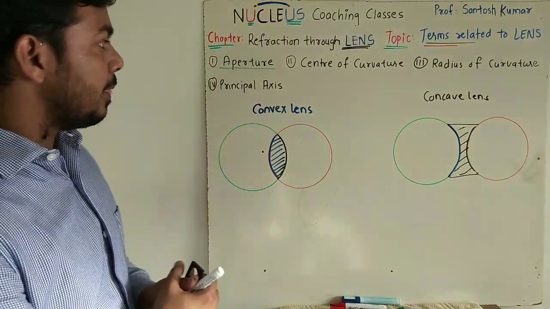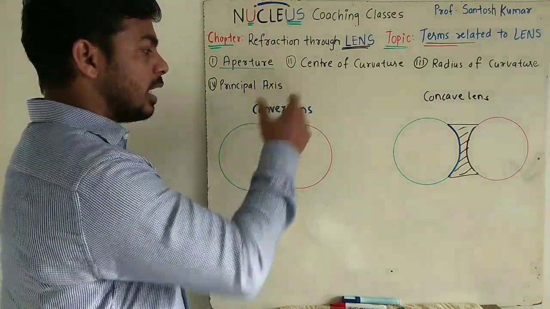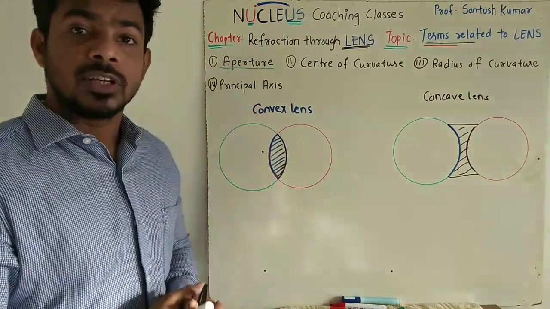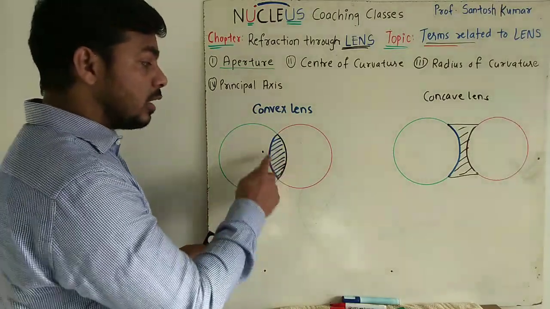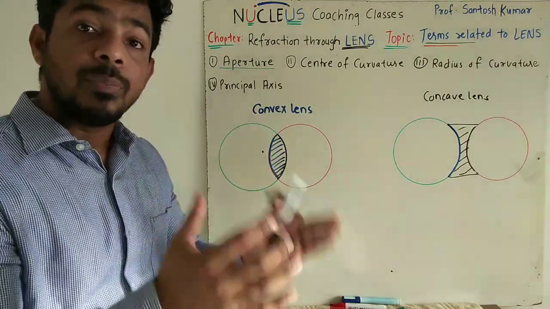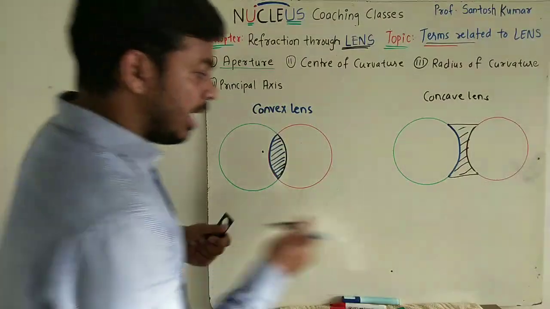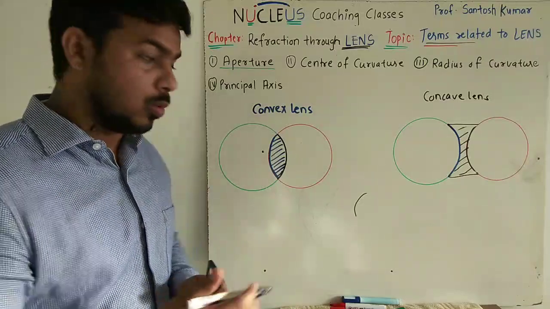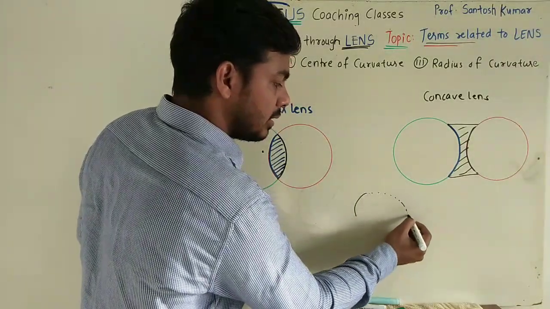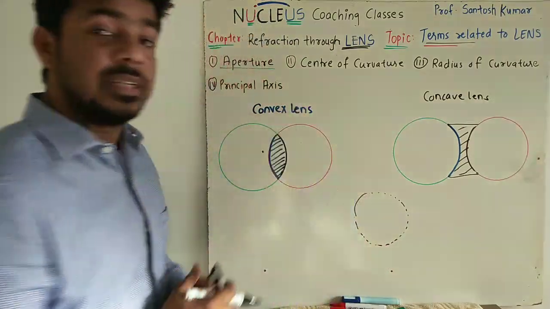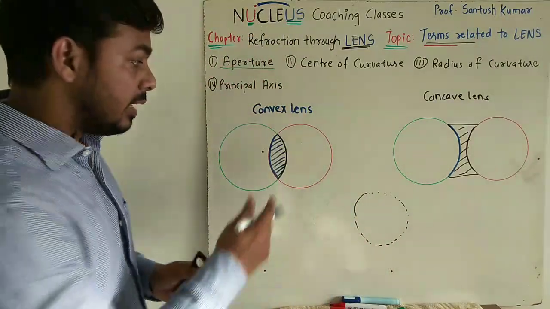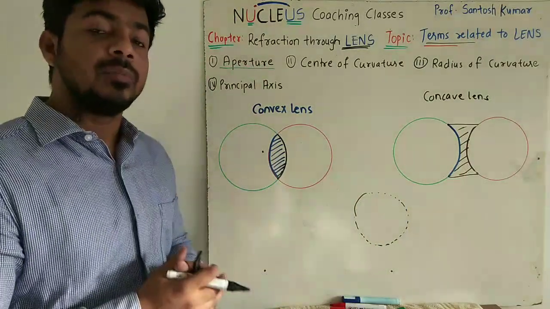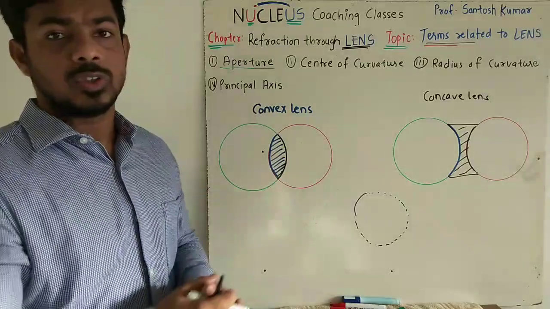So before starting the terms, I'll tell you something about convex and the concave lens. The convex and the concave lens have two curved surfaces. So we can say that these two curved surfaces are nothing but the part of a sphere, right? If I have a curved surface like this, does this curved surface represent the entire sphere? No. Can I say this curved surface is a part of this imaginary hollow sphere? In the same way, this lens has two curved surfaces, and these curved surfaces are nothing but the part of two imaginary hollow spheres, we can say.